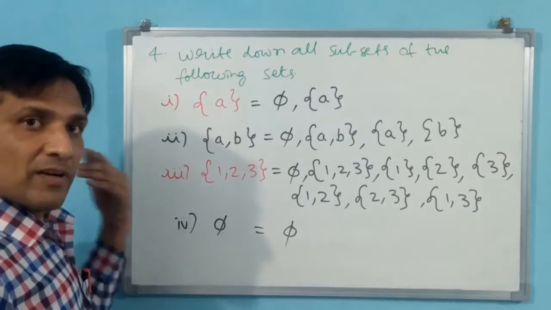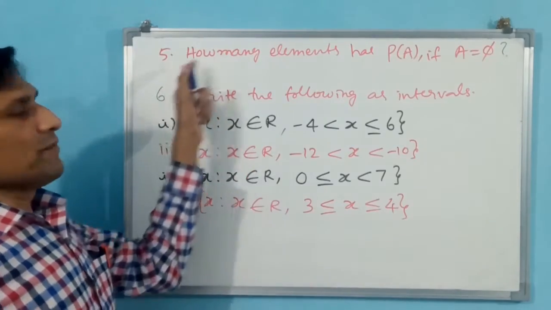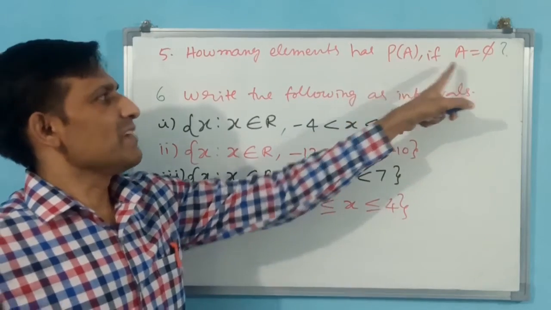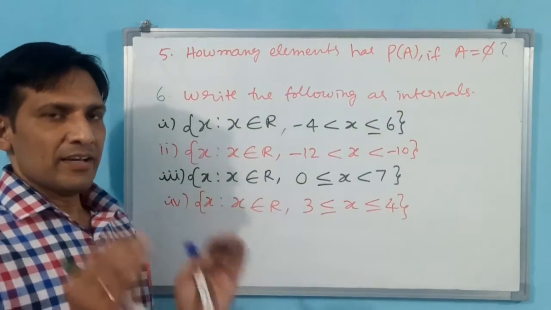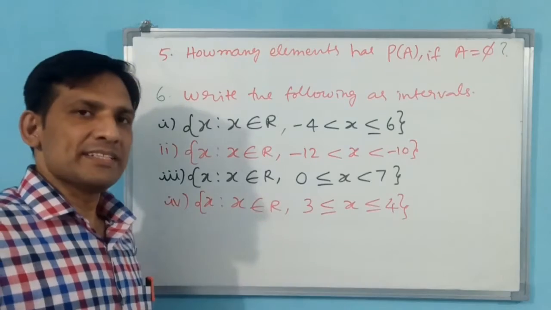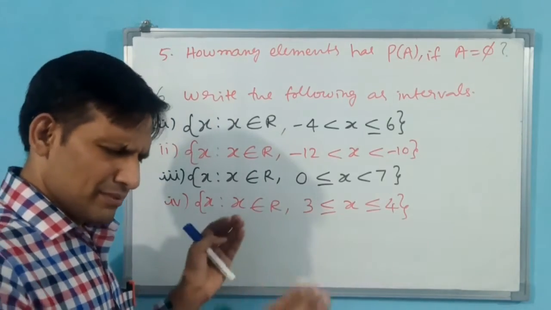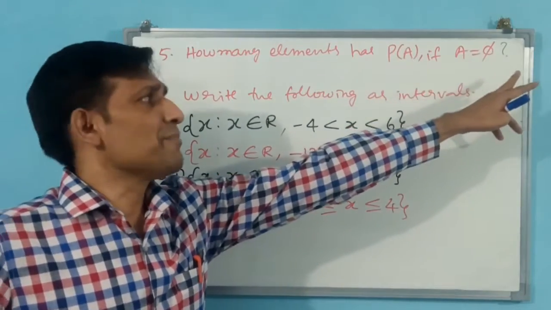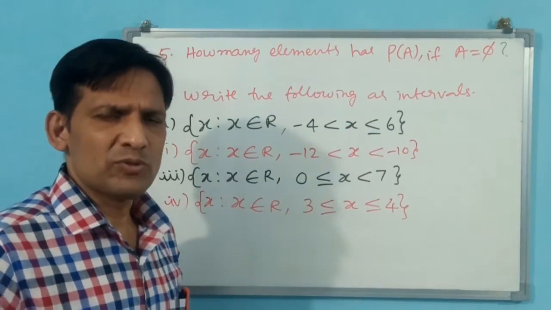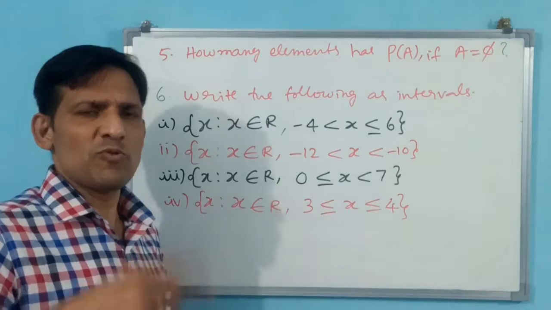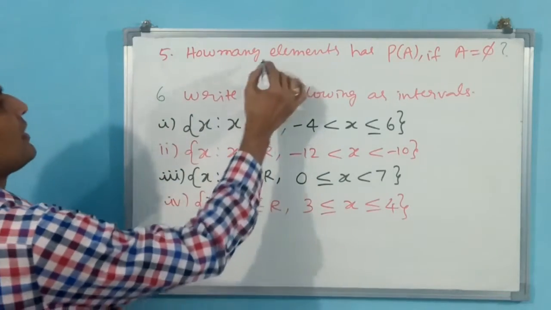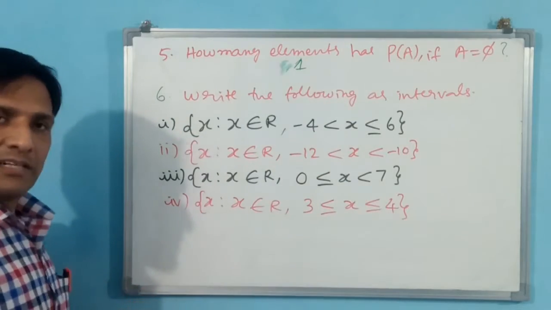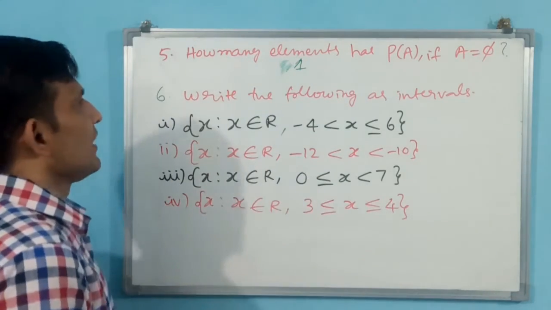Okay, now let us see the fifth question. How many elements has the power set of A if A is equal to the empty set? How many sets is it having? Power set means the collection of all the subsets. If the empty set is there, how many elements will come? Empty set means 0 elements. 2 power 0, 1. Only 1 set will come. This is the answer for this question.